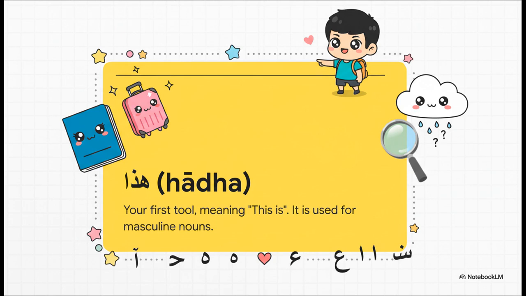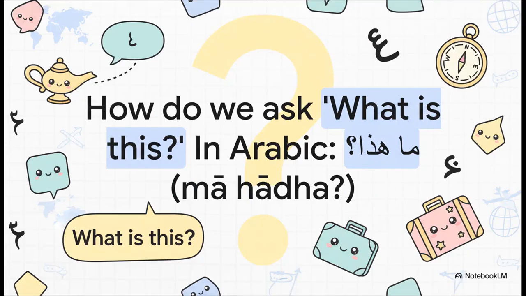This is probably the most important tool you'll learn today. The word is hada. It just means this is. Now, it's used for masculine nouns, but don't worry about that too much for now. It's the key that's going to unlock everything else. Why don't you try saying it with me? Hada. Nice.